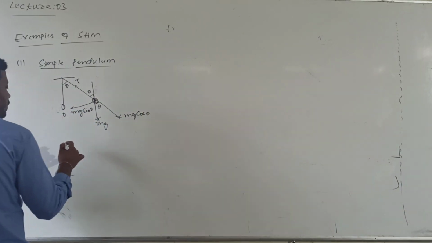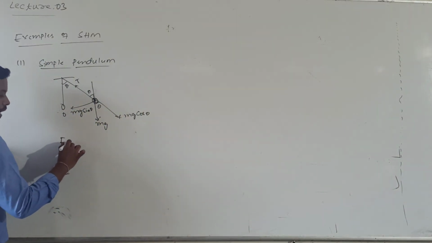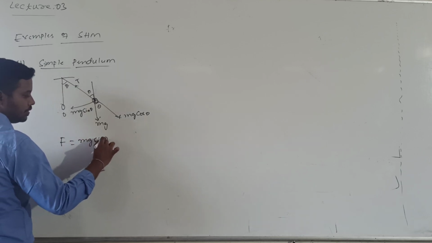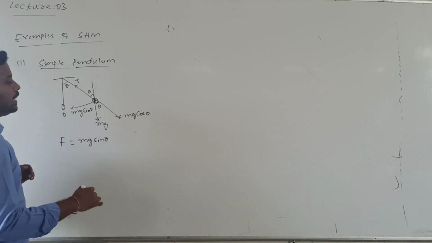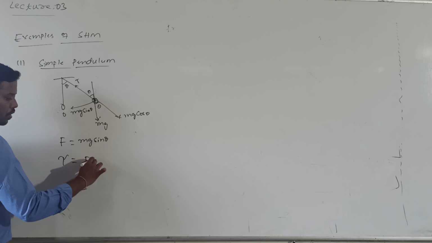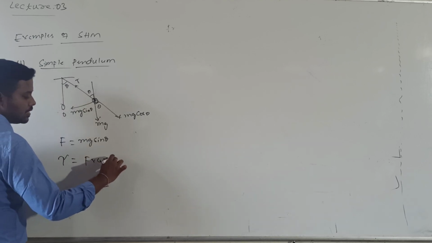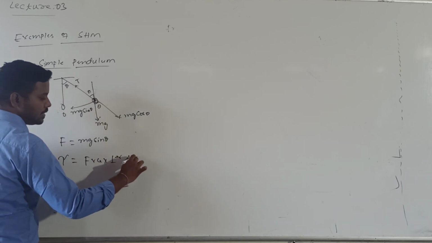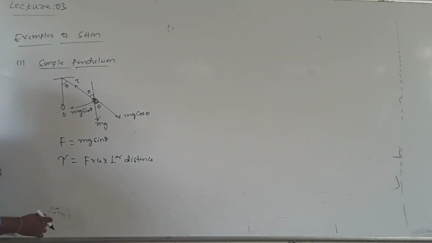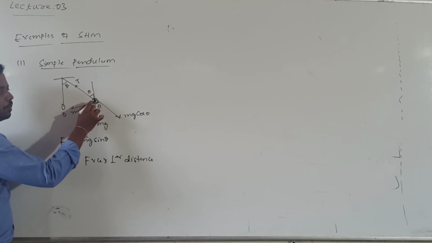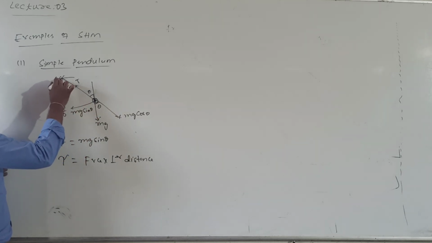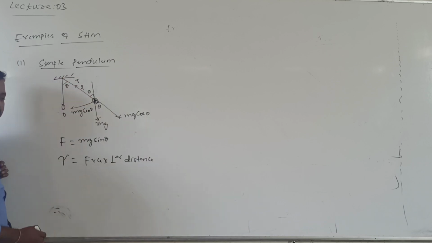So what is the restoring force acting on the bob? It is given by F = m g sin theta. Now, can I calculate the torque acting on the bob? Torque tau is equal to force into perpendicular distance. Perpendicular distance from where? From the fixed point. So what is the perpendicular distance of the force from the fixed point? That value will be equal to L.